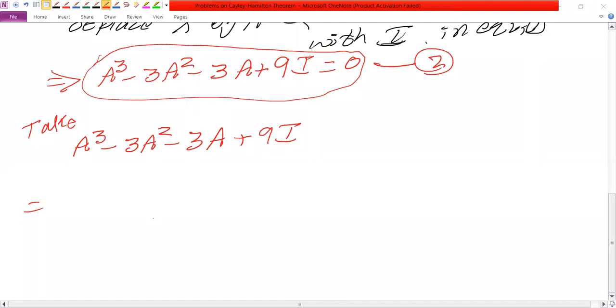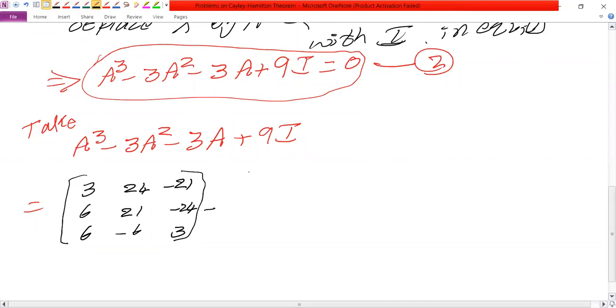Write down the A cube matrix. So what is that? 3, 24, minus 21. 3, 24, minus 21. And next 6, 21, minus 24, not 24. Next 6, minus 6, and 3. These are the A cube matrix. Minus, you find out directly 3A square.